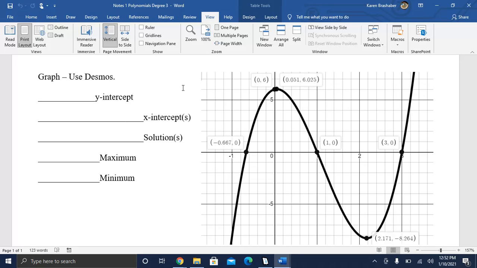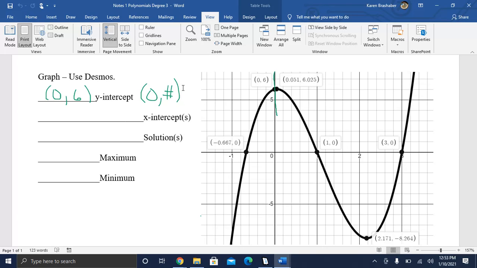So the first would be the y-intercept. For the y-intercept, you will be looking for the ordered pair that is 0 and some other number. And that number might be another 0, or it might be, as in this case, 0, 6. It could even be 0 and then a decimal. But you're looking for the y-intercept to be on the y-axis, and it needs to be 0 and then another number. So the x is a 0. That would be your y-intercept.